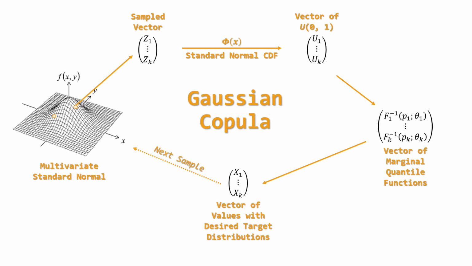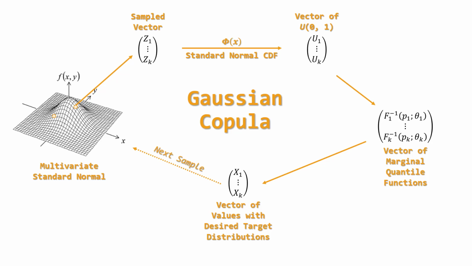From the extreme value theory discussion, we know that taking the CDF of a random sample of values from any distribution results in uniform 0, 1 random variables. This vector of uniform 0, 1 random variables is then converted into the target distribution marginals by using the inverse cumulative distribution function, also known as the quantile function, on each value.